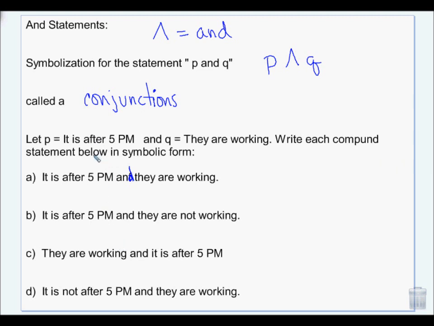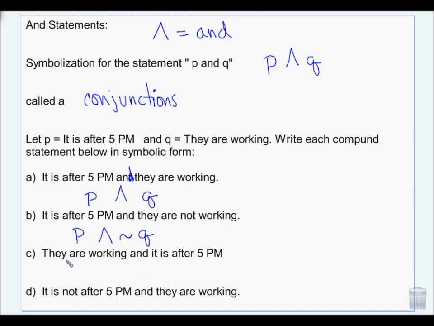Okay, so if the statement P is it is after 5 p.m. and the statement Q is they are working, I can write the statements in symbolic form. It is after 5 p.m. is the P part. I have the word and, and then I have they are working. That's Q. I have it is after 5 p.m. That's P. And they are not working. So that is the negation. So not Q.